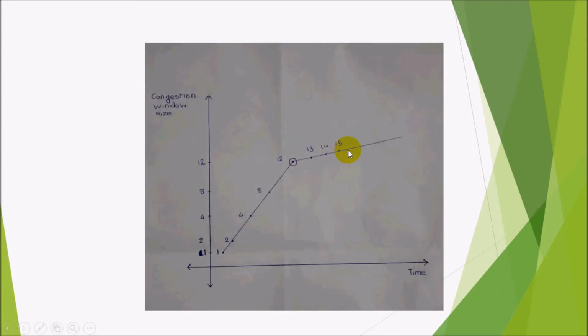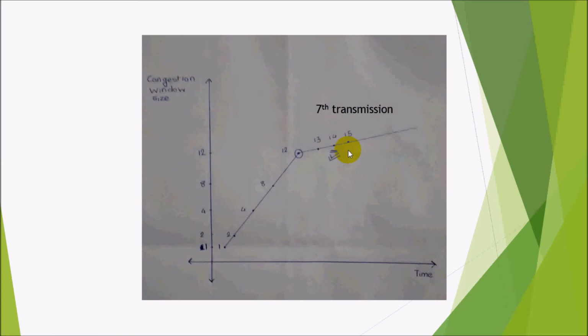So now we have drawn the graph and we have to calculate the window size at the 7th transmission. So we take the 7th transmission, that is 1, 2, 3, 4. This is the 7th transmission, 14. So at the 7th transmission, the current window size is 14. Okay, so we have solved this example, but in this example there is no congestion.